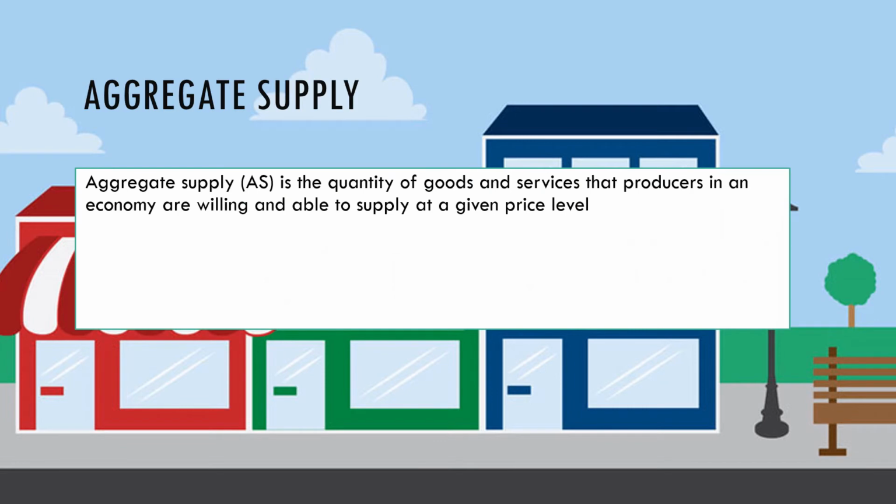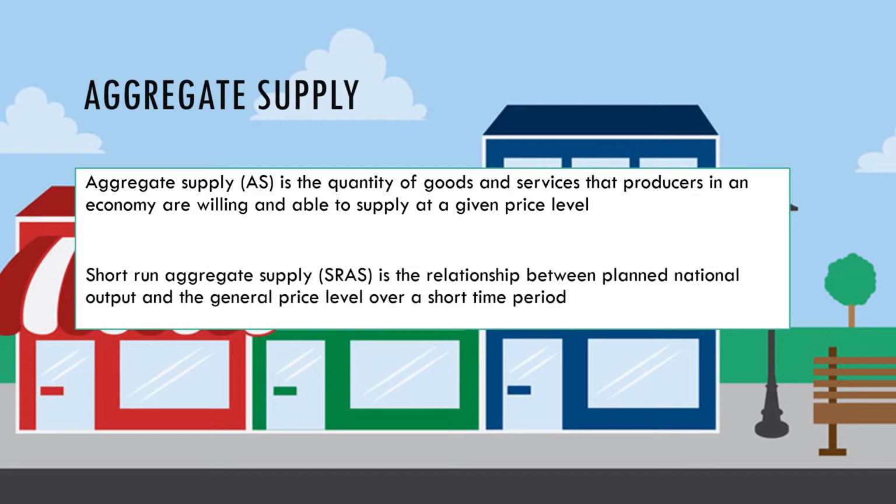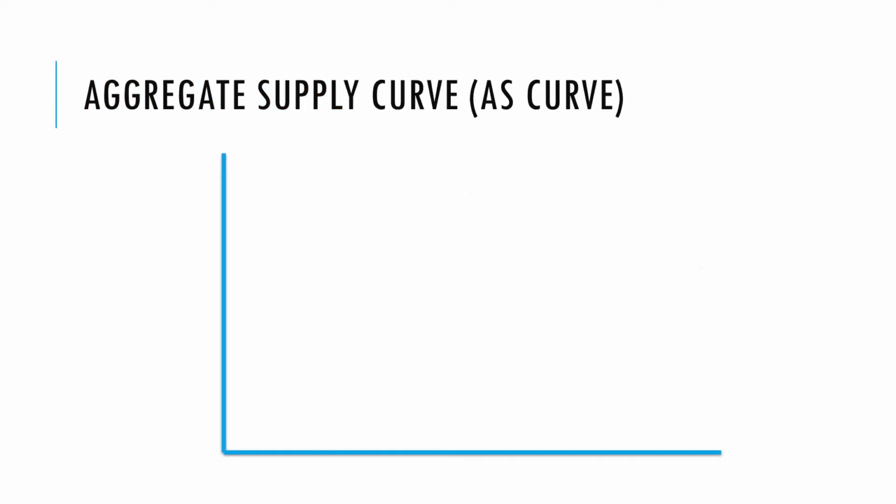Well, aggregate supply is the quantity of goods and services that producers, so the firms or businesses within an economy, are willing and able to supply at a given price level. So it's kind of how much they plan to produce given the price level in the economy. The short-run aggregate supply is the relationship between planned national output, what firms and businesses plan to produce, and the general price level over a short period of time. And the aggregate supply curve shows us this relationship, sometimes known as the AS curve.